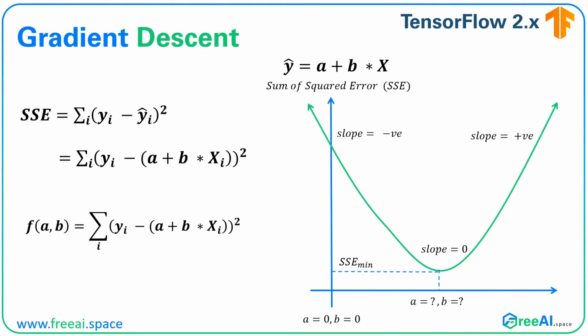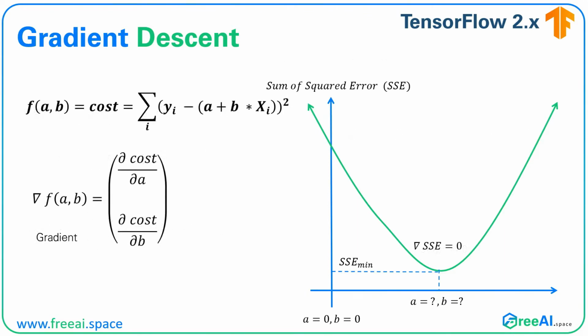So we need to find out the values of a and b. Let's try to understand, with different values of a and b, what the change in value is, whether it is increasing or decreasing. In order to compute that for multiple parameters, we will go for partial derivatives. These partial derivatives are called the gradient. So we will calculate the gradient of the cost function with respect to the parameters. In this case, we have two parameters, so we will calculate the cost function with respect to a and with respect to b.